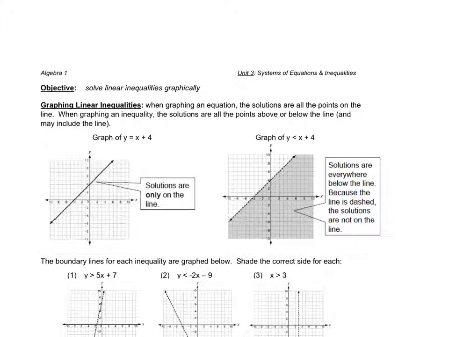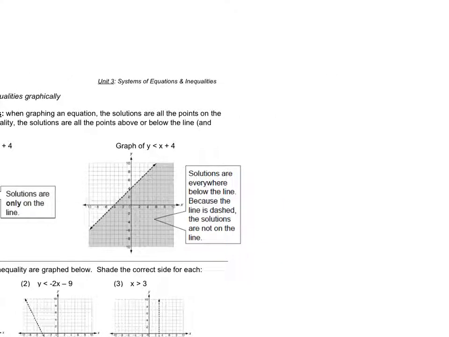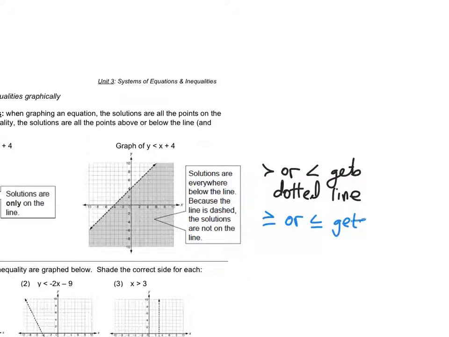So in the case of the graph of y is less than x plus 4, we're shading below that dotted line at y equals x plus 4, all right? Because a less than symbol or greater than symbol always gets a dotted or a dashed line. All right, so greater than or less than gets a dotted line. Greater than or equal or less than or equal gets a solid line.